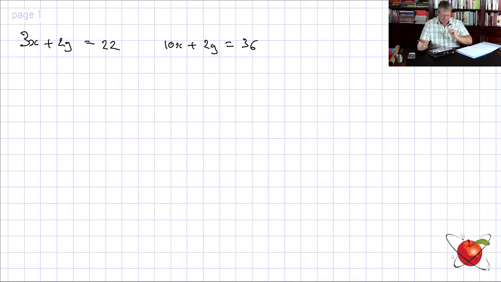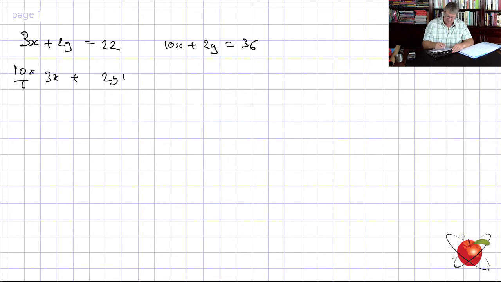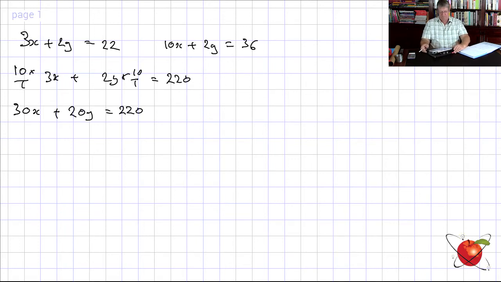Now in this case, I'm going to use the opposite. I'm going to say we want to get rid of x. This side I've got 3x and that side we've got 10x. Well, I've got to get them to be the same. So I must multiply here by 10. I would say 10 over 1 times 3x plus 2y, times 10 over 1, must be equal to 220. This is then going to be 30x plus 20y equal to 220, okay?